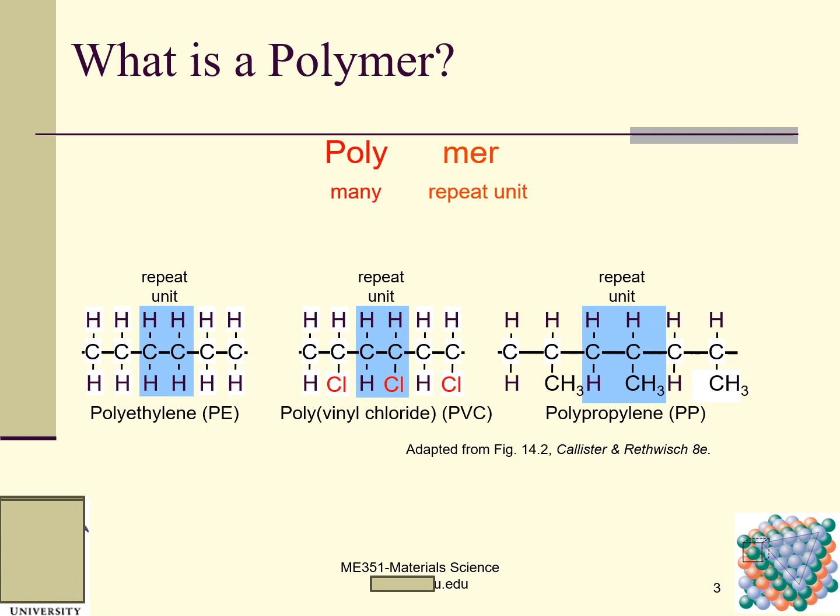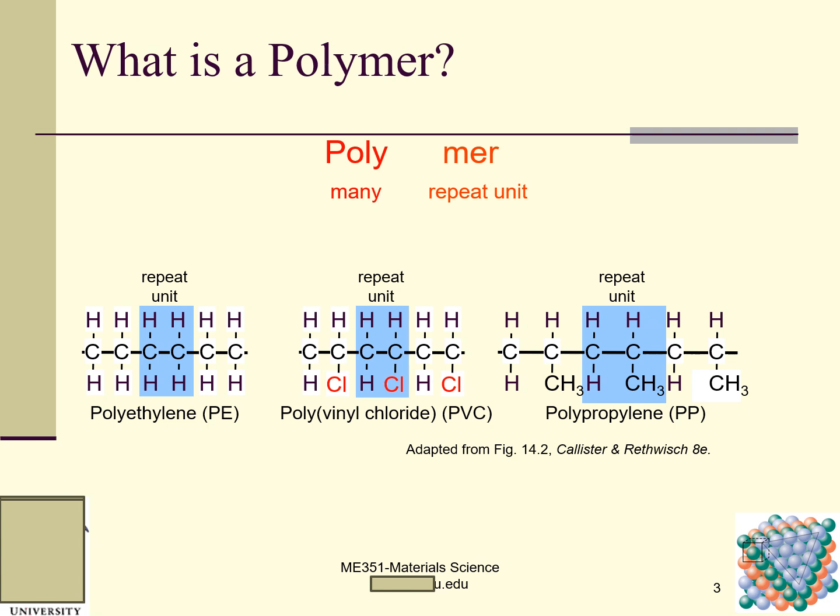This is a repeat unit, and you can see these are repeated units. Hydrogen, hydrogen, carbon, carbon, hydrogen, hydrogen. So this is one unit. If we have multiple of these kinds of units, we call this a polymer. This is polyethylene, PE.